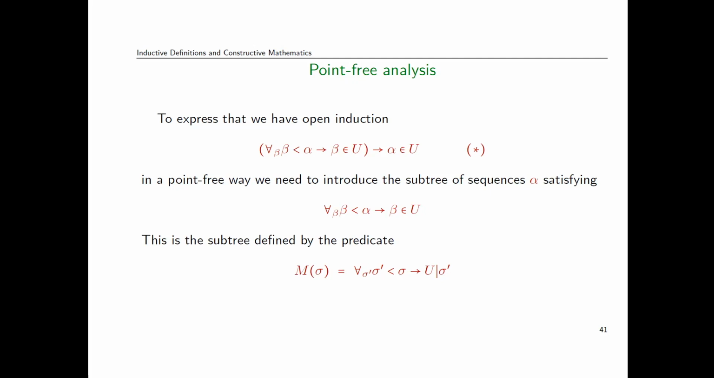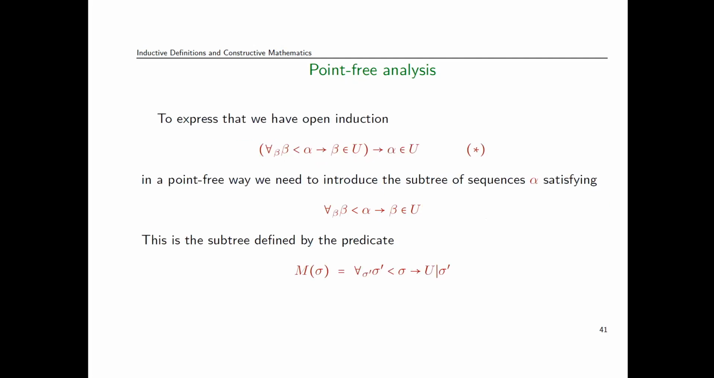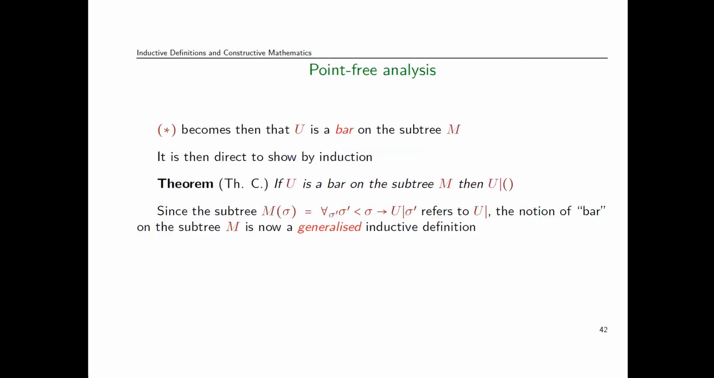And sigma this way. When you look at this in a point-free way, you get that this premise, premise star, says that U may not be a bar on all of Cantor space, but U is a bar on this subtree. And once you have this analysis, it's a direct proof by induction that if U is a bar on this subtree N, then U is a bar. So the point-free analysis of this principle becomes a simple proof by induction.